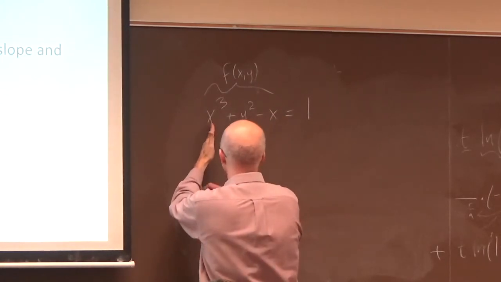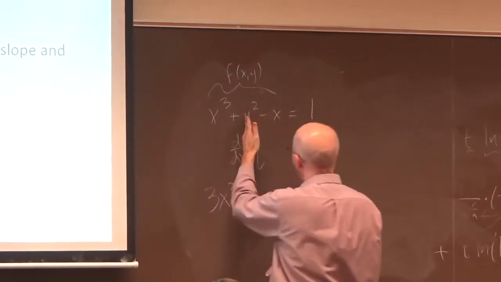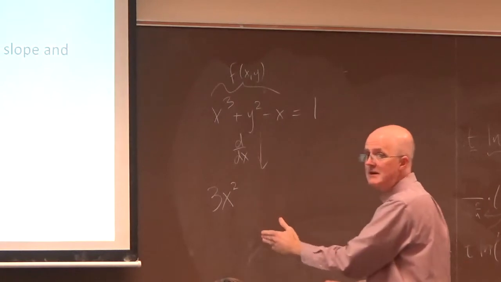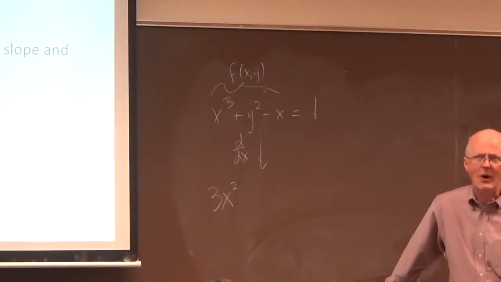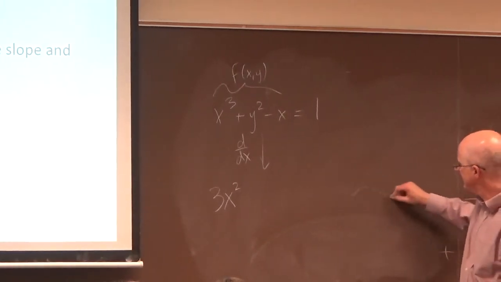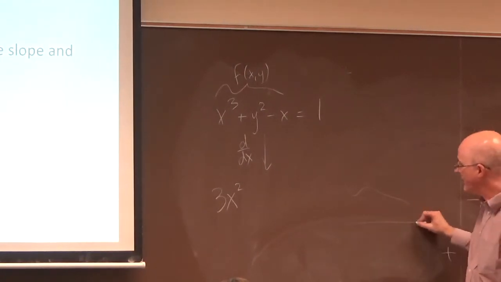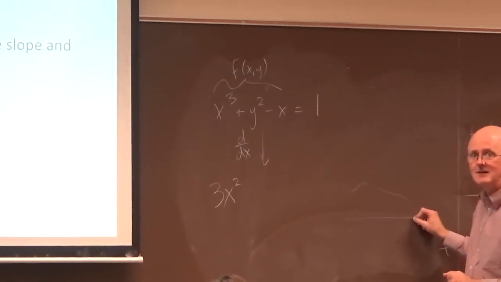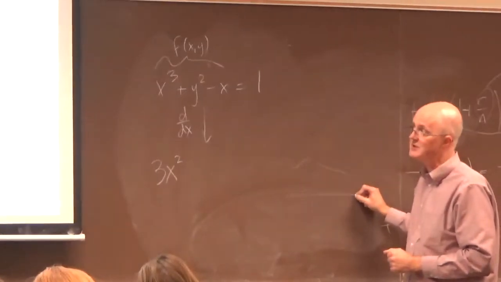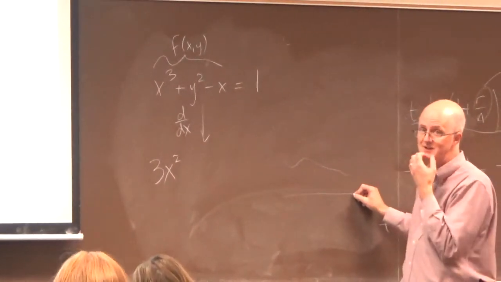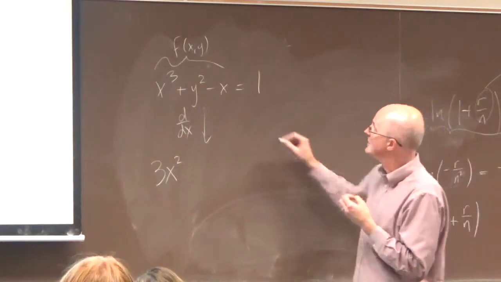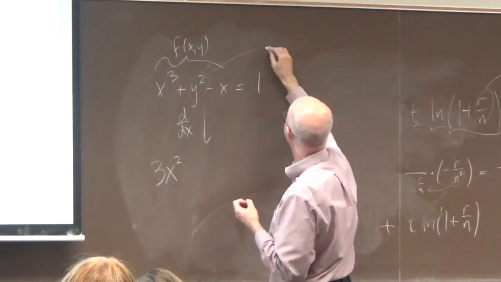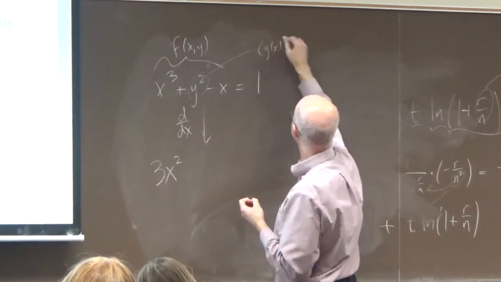Well, that's easy there. That's just 3x squared. This one, does that differentiate to 0? No, it doesn't. Why? Because y depends on x. Y is a function of x. The graph of this is going to be some curve, and y will be a function of x, it will turn out. In fact, it's two functions of x that you solve for, because you get a plus or minus square root if you solve for y. This y squared really is a y of x squared, if you prefer.